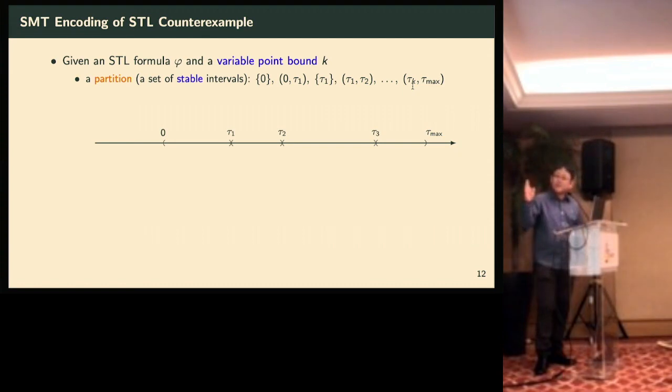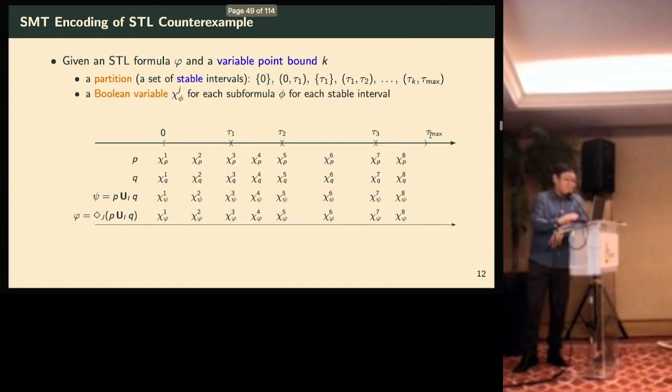And then those time points will provide some intervals: the open interval 0 to tau 1, and tau 1 to tau 2, and so on. So this graph shows some potential instantiation. Okay, and then for now each subformula, you want to provide some truth value. For example, for this formula, there are three other subformulas. Then we just assign a truth value as a Boolean variable.